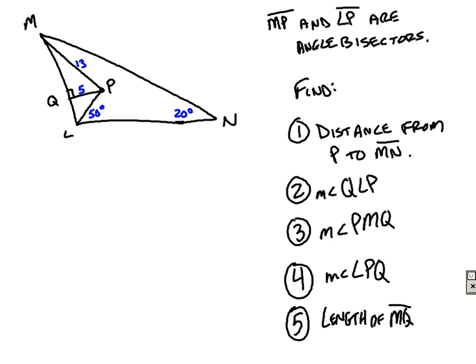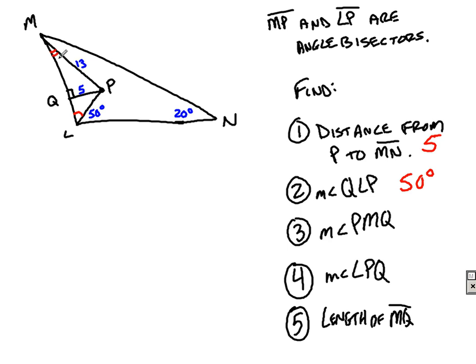Alright, first part tells us to find a distance. Well, here's our direct distance to a side at 5, so that means all distances to sides must be 5. Measure of QLP. QLP is this angle here. Again, we have an angle bisector. So we should have 50 degrees because these two angles must be the same. Angle PMQ, this small angle up top, is, again, same thing.